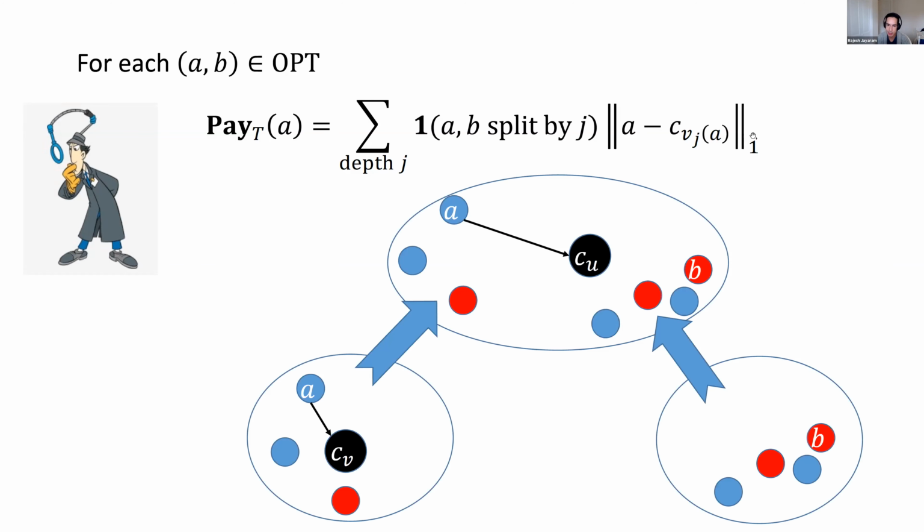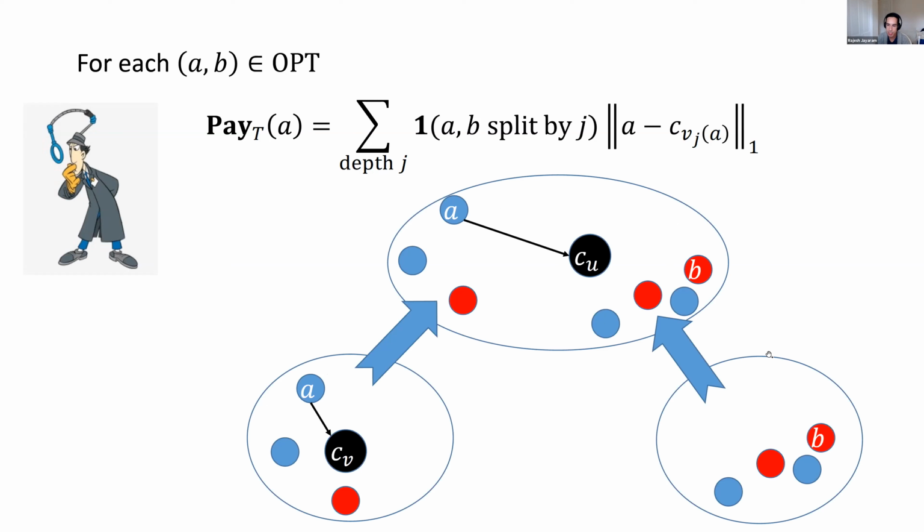So the picture looks like this. I have some vertex up here that contains both A and its optimal matching B. But at this vertex, they actually get split. A goes down the left subtree and B goes down the right subtree. So when this happens, I need to start paying. So I'll pay the distance from A to this center, and I'll pay the distance from A to this center, and then so on, all the way down the tree.